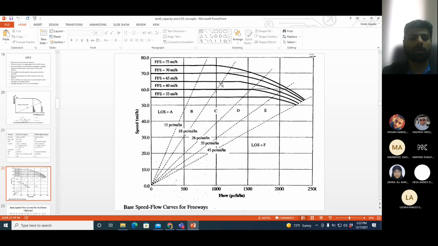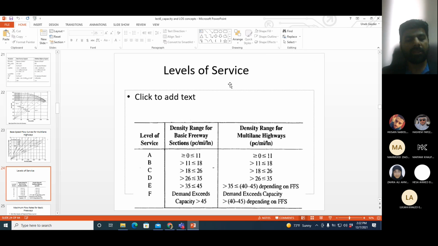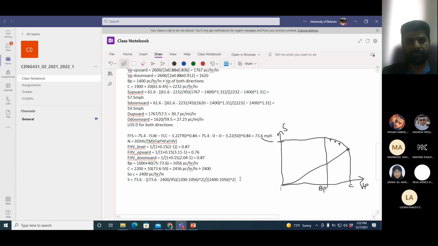So first of all, you will take the maximum density for level of service C, which is 26, and the maximum density for level of service D, which is 35. For C it is 26, for D it is 35, and you will take the inverse of it. That will be the slope of the line representing the level of service. So 1 by 26 is the slope of the line representing level of service C, and 1 by 35 is the slope of the line representing level of service D.